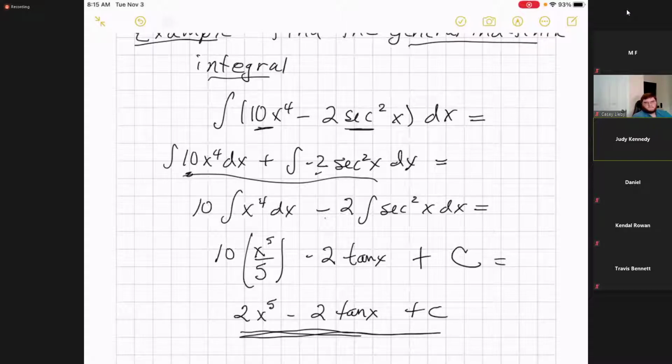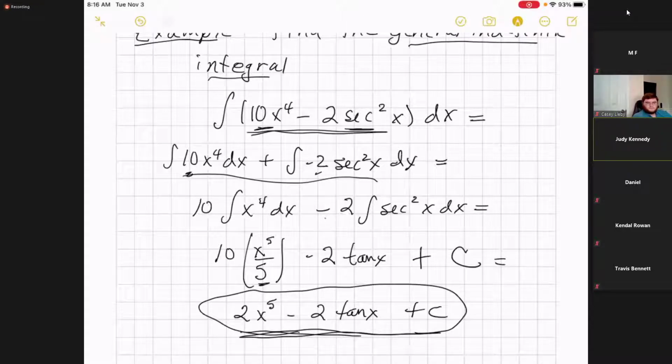And then in the next line, the antiderivative of x to the fourth is x to the 4 plus 1 over 4 plus 1. That's where x to the fifth over 5 comes from. The antiderivative of secant squared is the tangent of x. Okay, so 10 over 5 is 2. We wind up with 2x to the fifth minus 2 tangent of x plus a constant. And that is the most general antiderivative of that function.